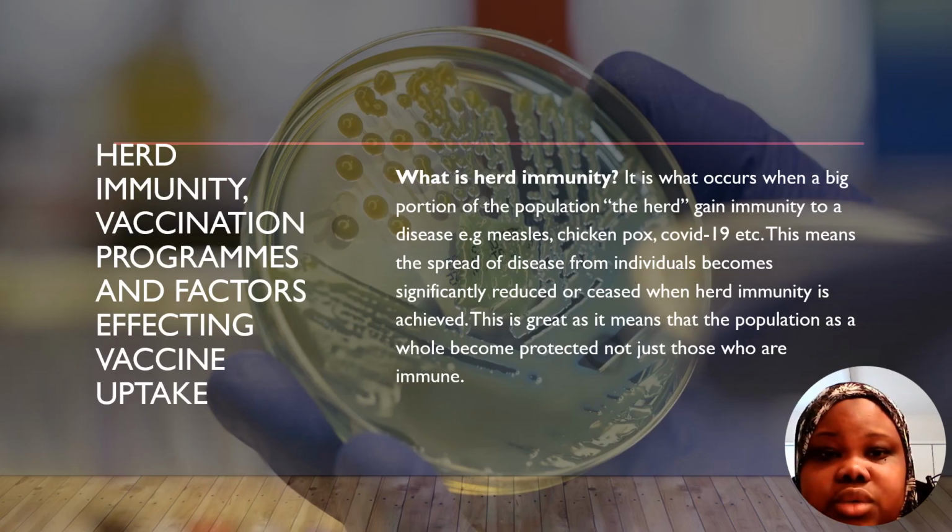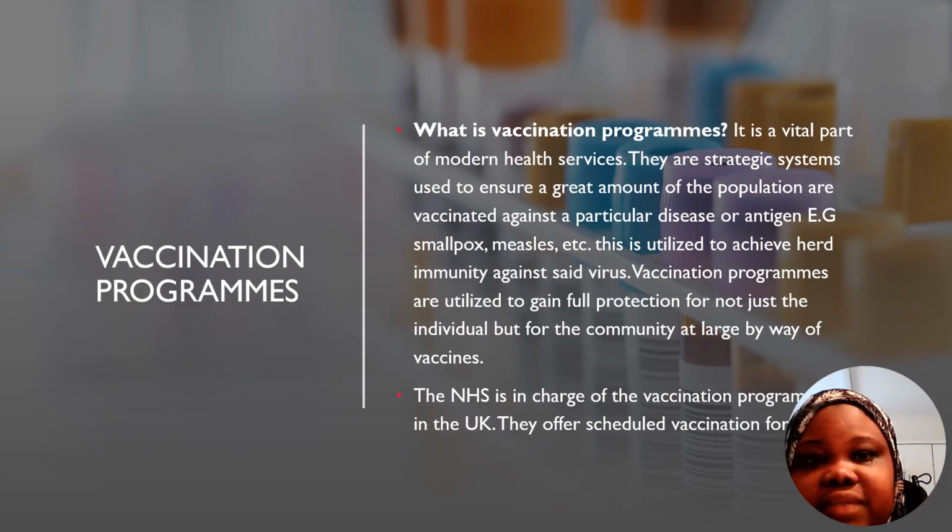Herd immunity occurs when a big portion of the population or the herd gains immunity to a disease, such as measles, chickenpox, or even COVID-19. This means that the spread of disease from individuals becomes significantly reduced or ceased when herd immunity is achieved. This is great as it means that the population as a whole has become protected and not just people who are immune.